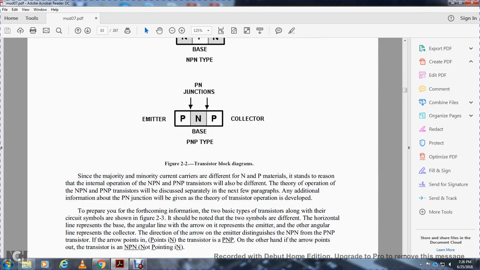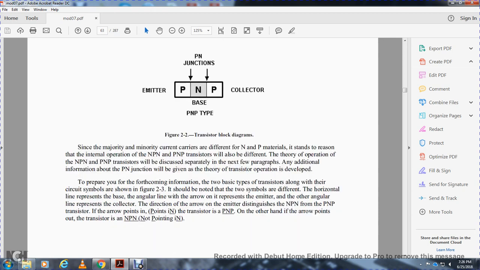Since the majority and minority currents carry different negative and positive material, the standard read for the internal operation of the NPN and PNP transistors will also differ. The theory of operation of the NPN and PNP transistors will be discussed separately in the next few paragraphs. Additional information from the PN junction will be given as the theory of how the transistor operates is developed.